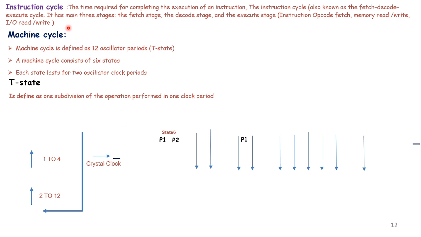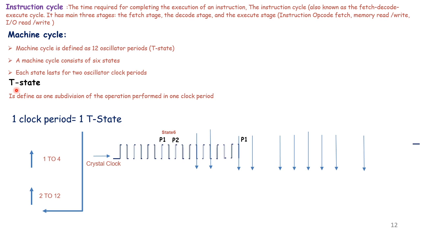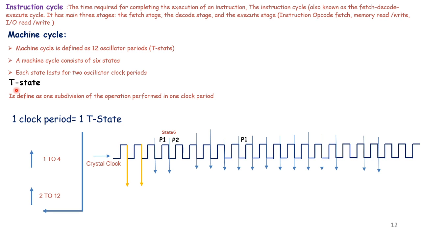So here, what is instruction cycle, what is machine cycle, and what is T state? Now we'll first explain the T state. Here, one on time and one off time gives us a T state, the time required to complete one cycle, that is 360 degree rotation. So that will be the T state.